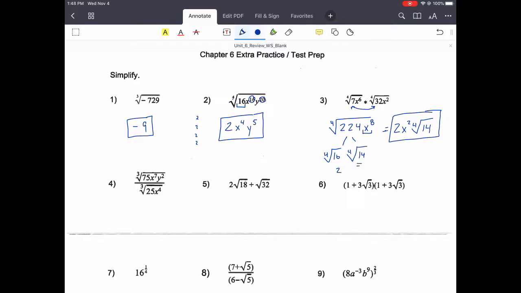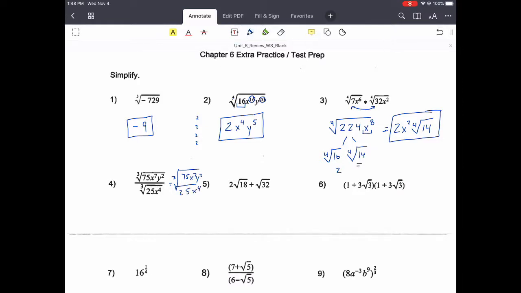Question 4 here, we've got the cube root of 75x to the seventh, y to the second, and the cube root of 25x to the fourth. Keep in mind that even though these are under separate radicals, we can kind of address it as just being under the same radical, which will allow us to simplify down the road. So 25x to the fourth.